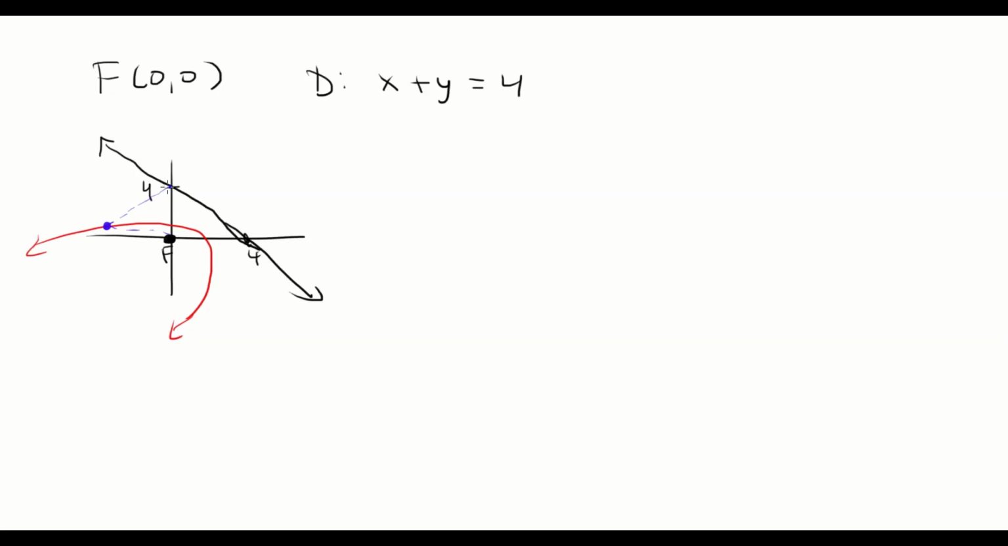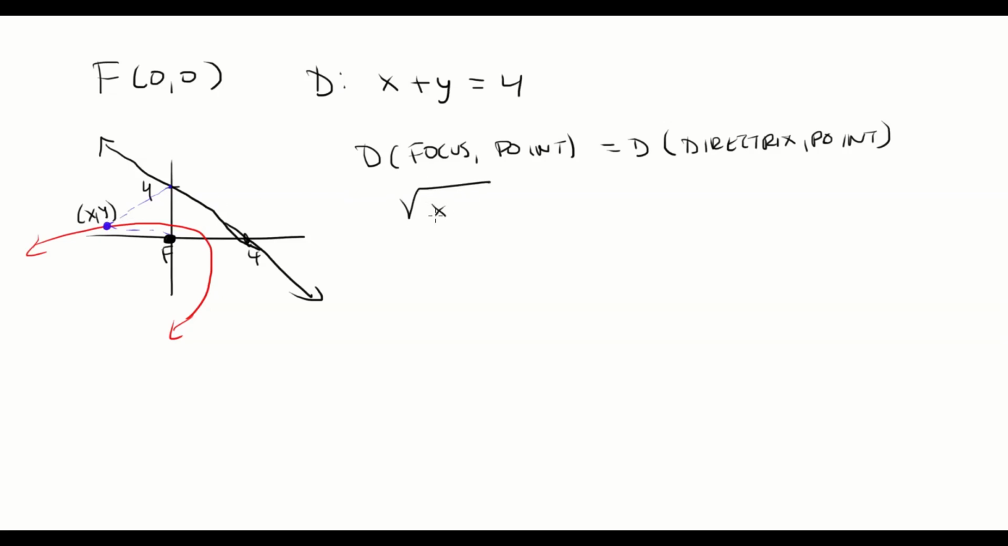So that's what we need to figure out. So first, let's figure out the distance from this point, we'll call it x comma y, from the focus. So what's the distance between the focus and the point? That has to equal the distance between the point and the directrix. The distance between the focus and the point is very easy because all you have to do is just use the distance formula. So that just turns into the square root of x squared plus y squared, because this is the point, and the focus is at 0, 0.